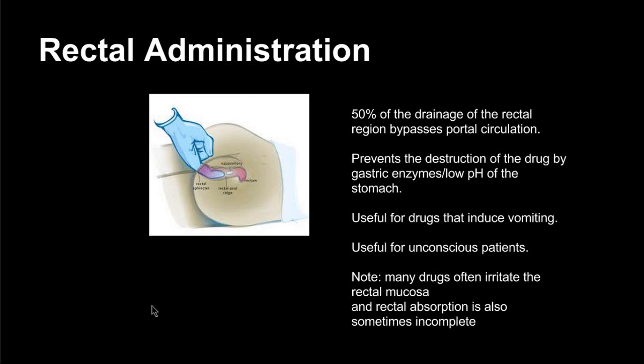Again, when we talk about the type of metabolism this drug is going to see, you're going to get about 50% of the drug that is going to bypass the portal circulation. Again, that's referring to the liver, where the liver is going to break down the drug. So about 50% of it bypasses, and 50% of it goes through the liver. Also, the drug will bypass the gastric enzymes and the low pH of the stomach.